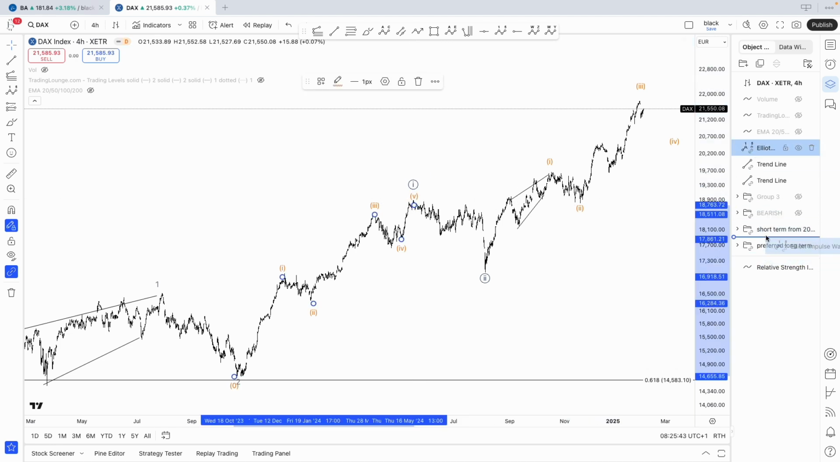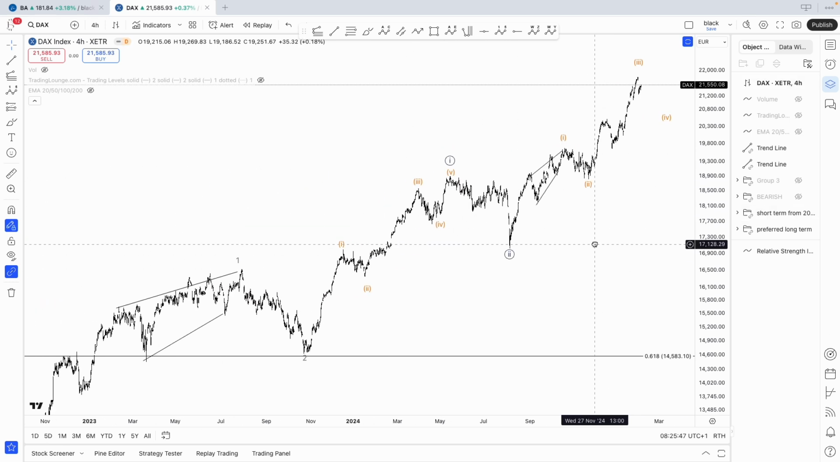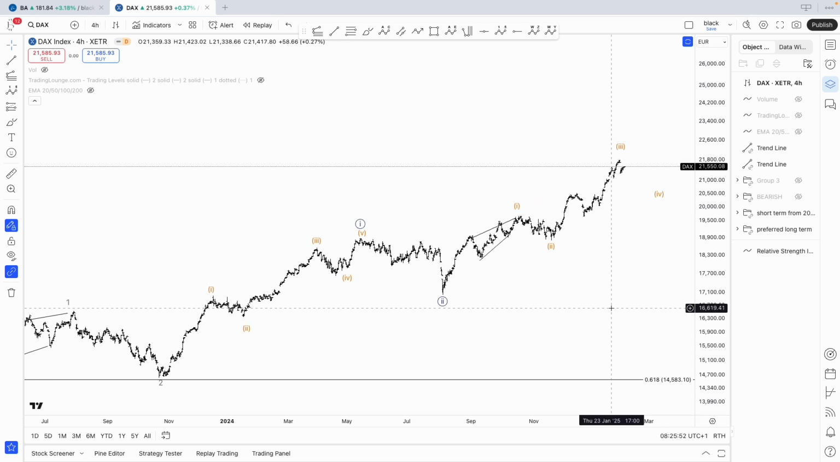So you guys know I can count short term. Okay. Once again, a diagonal. Now, I'm a big fan of diagonals. I mean, it just looks like it, doesn't it? No other way around it.